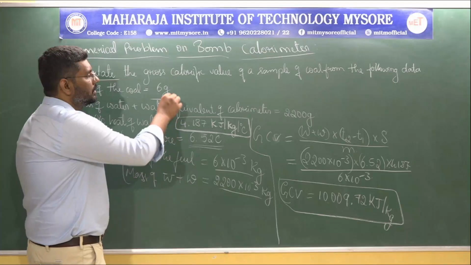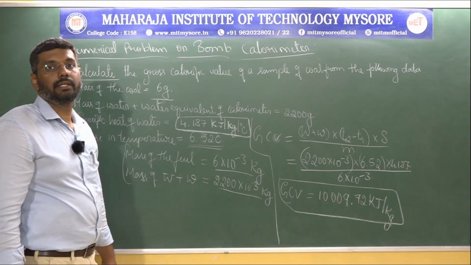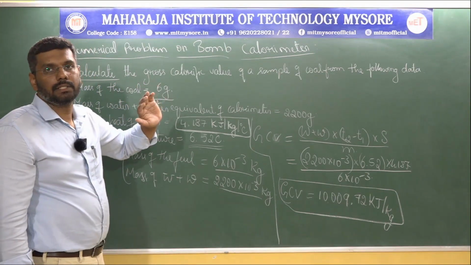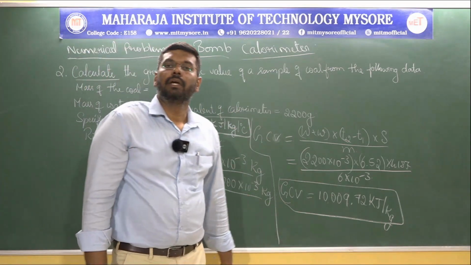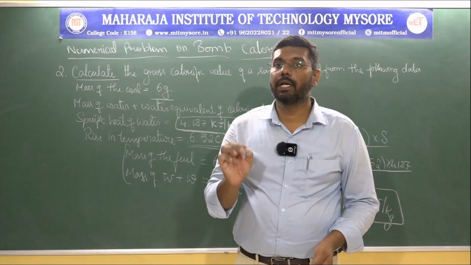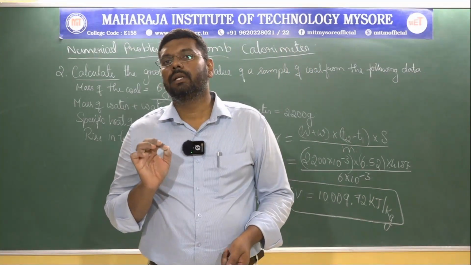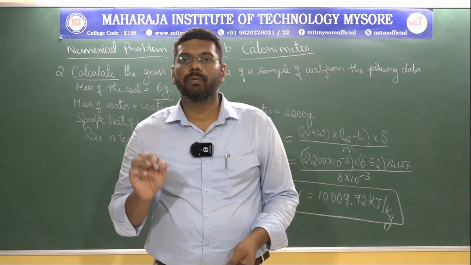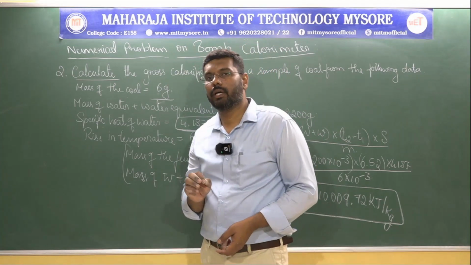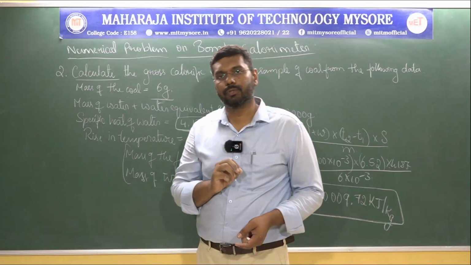Okay. In this one more thing I need to tell is there is no question of calculating NCV. Why? If you see the numerical problem, he has never given the percentage of hydrogen and he has never given the latent heat of steam. Sometimes he may give the percentage of hydrogen and forget to give the latent heat of steam. At that time you have to assume the value for latent heat of steam because it's a constant. That has to be put in the formula and you have to calculate NCV also.